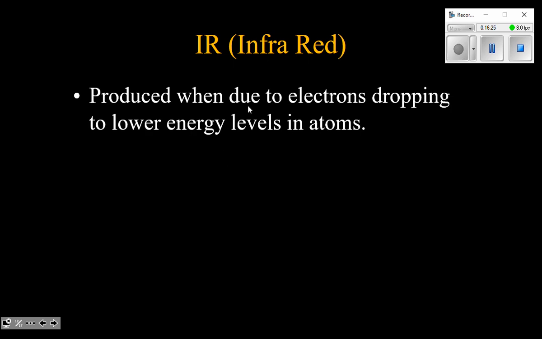Produced when electrons drop down to a lower level. So this is a kind of a difficult concept to get at first. We're going to talk about this concept quite a bit between now and right to the very end of the course. It deals with the basic idea of that quantum model.